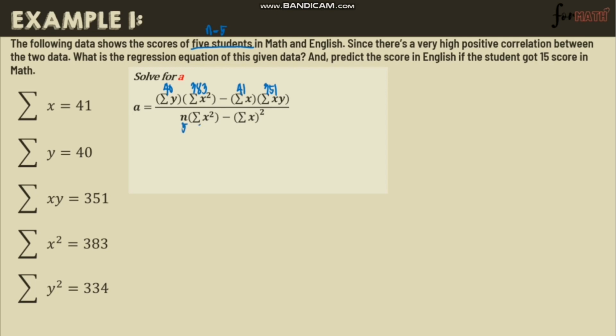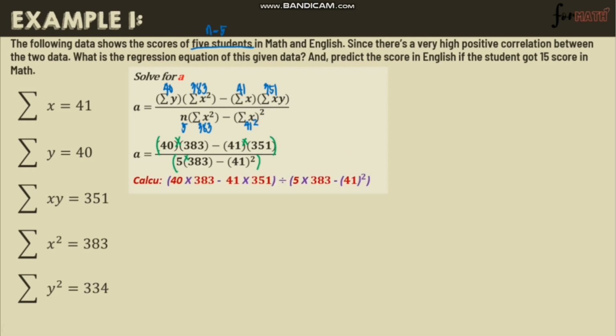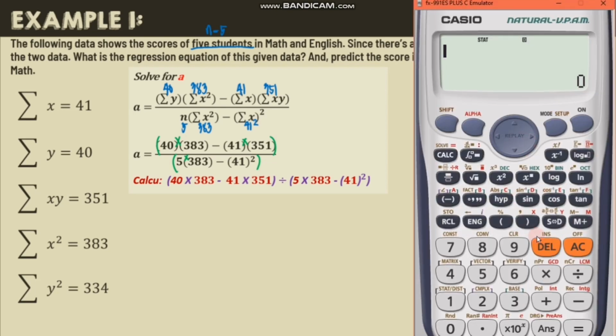Summation ng x squared natin ay 383. And then, summation ng x ay 41. Then, naka-squared. Okay, so ito po yan. And then, para sa mga sa calci nyo, sa one-liner calculator, open parentheses, times, close. Of course, may divide pa po. Open, times, and then close. Okay, ganito. So, pakita natin sa calcu ang computation nito. Open parentheses, 40 times 383 minus 41 times 351. Close, divide, open. 5 times 383 minus 41 squared equals.